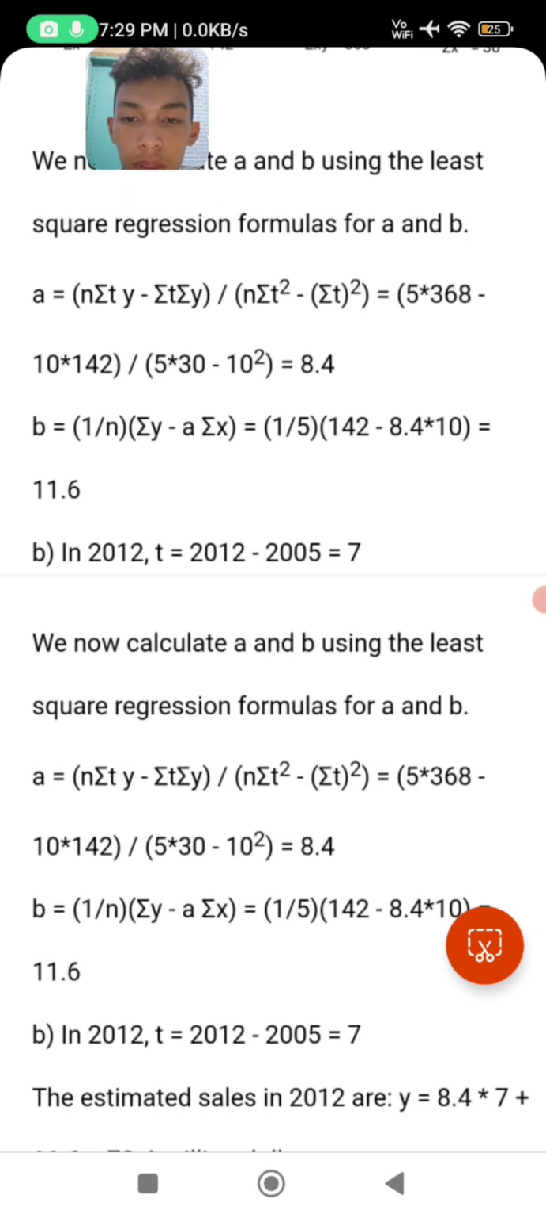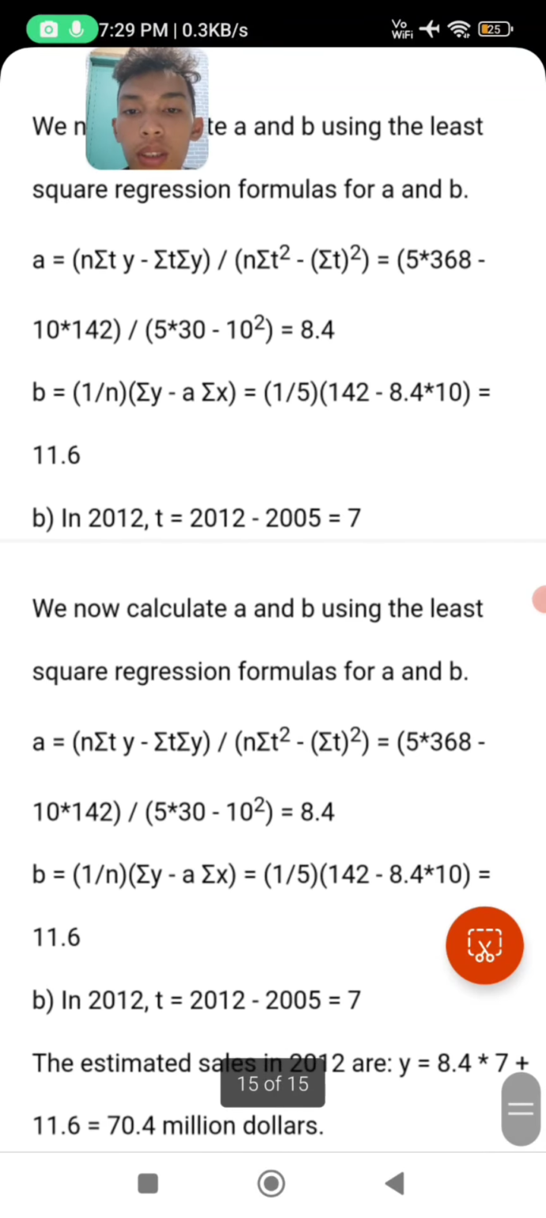So let's proceed to letter B. b equals 1 over n times the sum of y scores minus a times the sum of t scores, equals 1 over 5 times 142 minus 8.4 times 10, equals 11.6. In 2012, t equals 2012 minus 2005, equals 7.